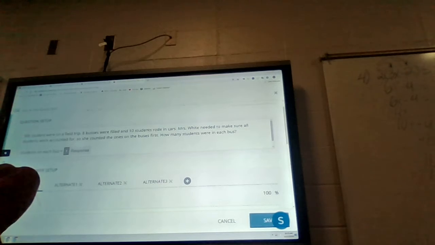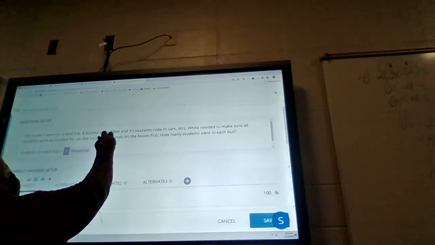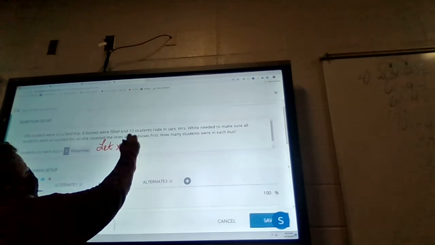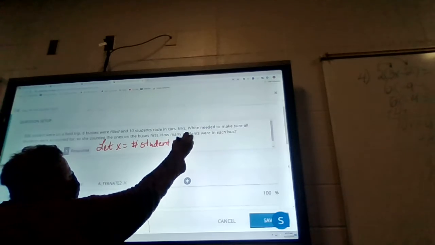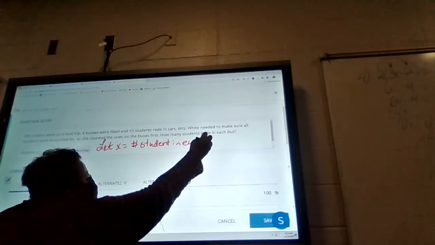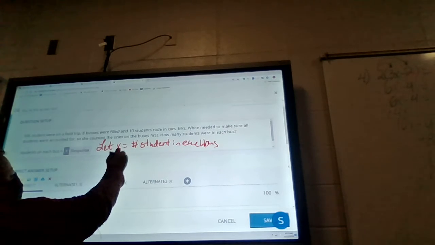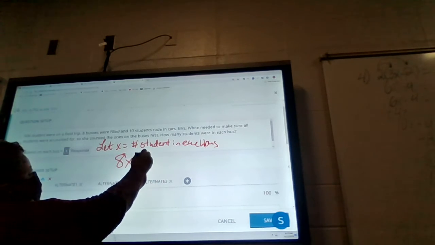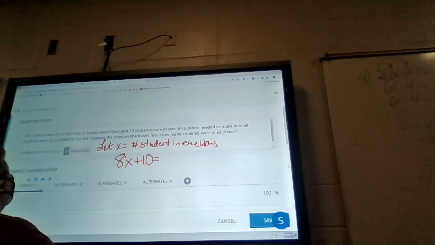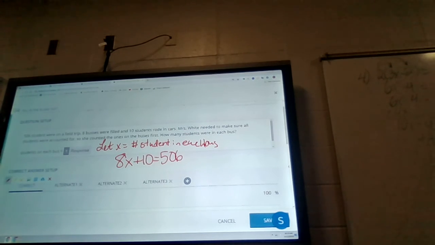So our variable is, we're going to let X equal the number of students in each bus. So on this trip, we had 8 buses with X students in each bus. Plus, we had an extra 10 students who rode in cars. And our total number of students was 506.